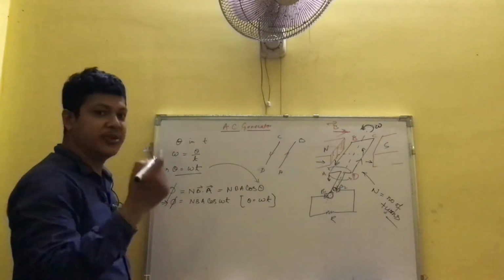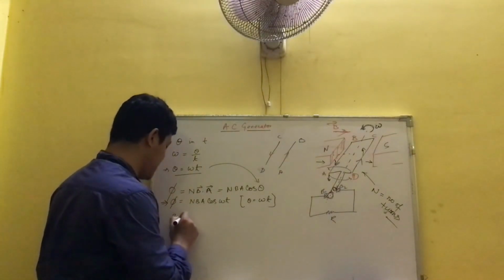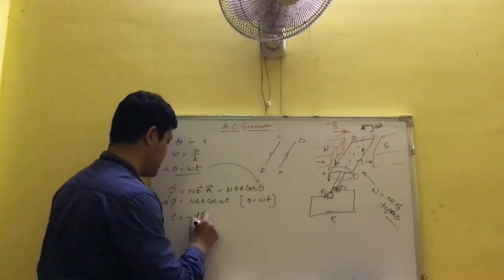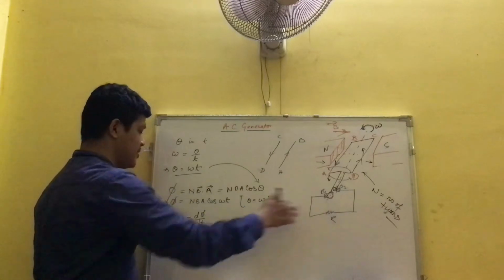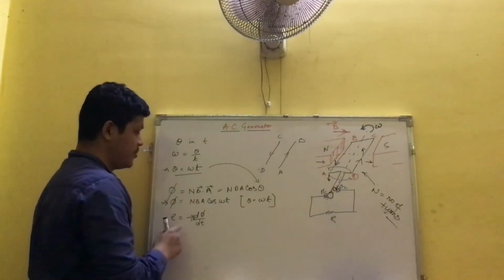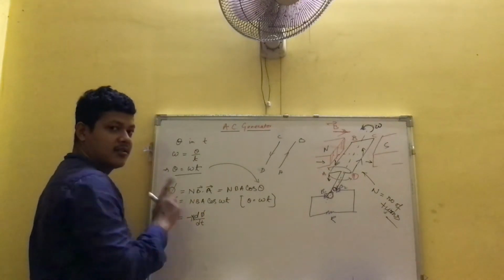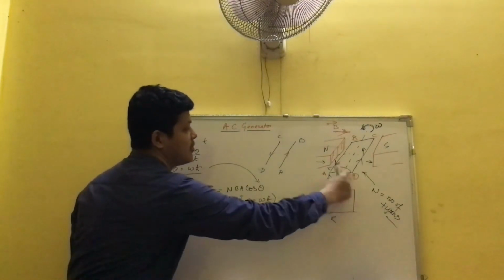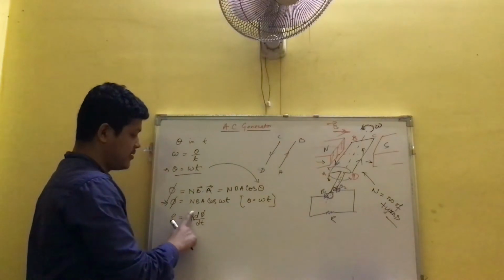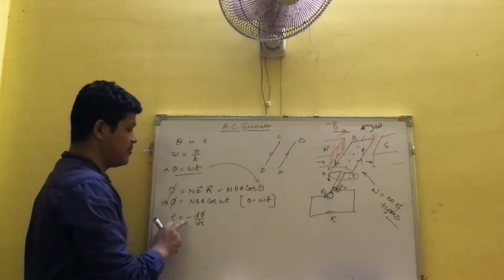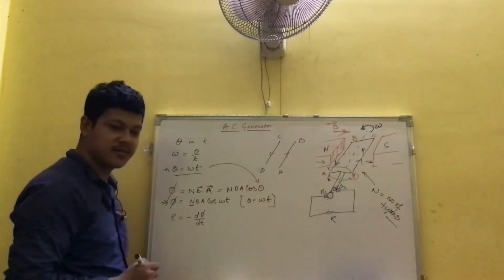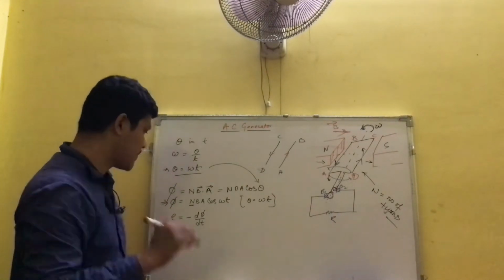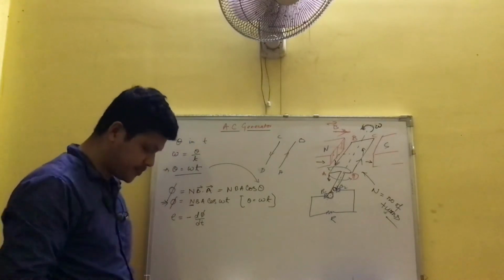So what will be the induced EMF? Induced EMF E is equal to minus d phi by dt. Now as there are n turns, don't take n here, because n is already taken in the flux. You may think that there are n number of turns, so we should take n here, but we are not going to take n because it is already taken here. After that, this flux is used here. So I hope it is clear to you.